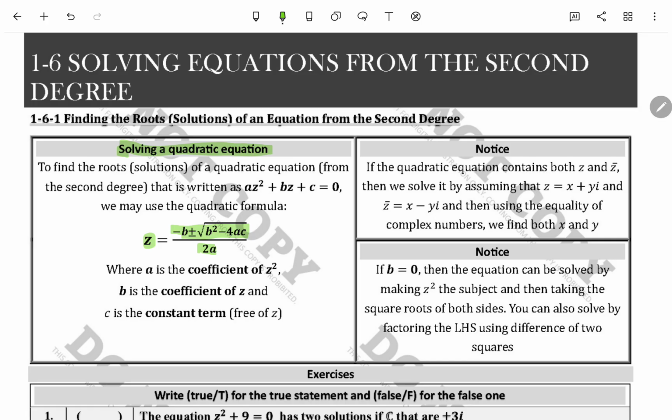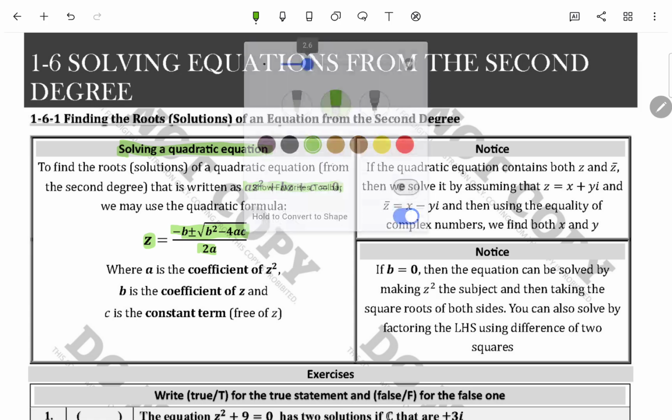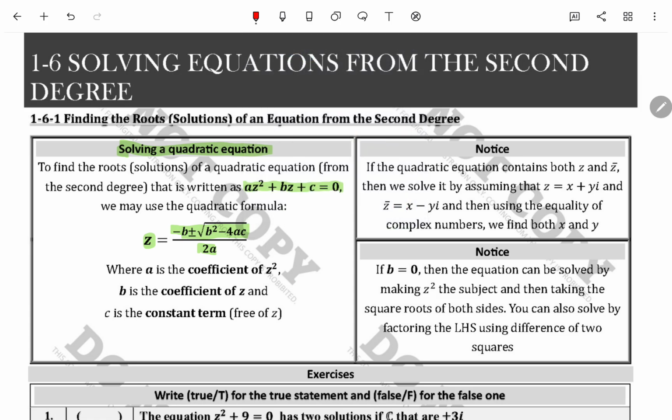And this quadratic formula can be used from the equation of az squared plus bz plus c equal to 0, by being sure this equation is equal to 0 before you get the values of a and b and c. So please be sure before you start that the equation is equal to 0.